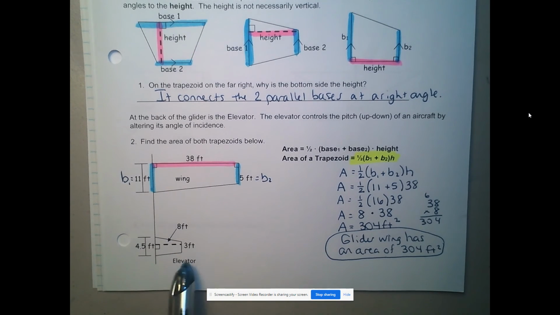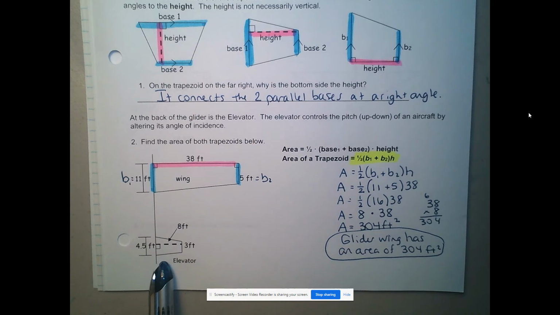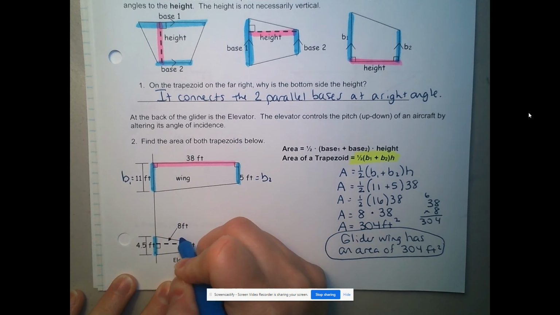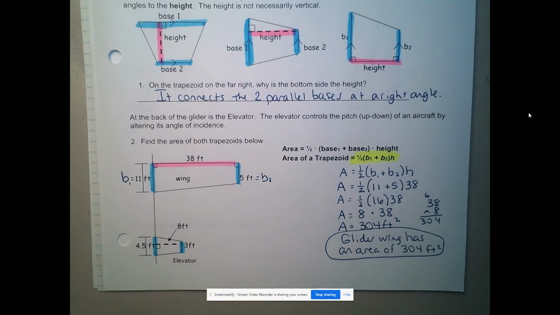Now, I also have down here at the bottom a little picture of the part that's called the elevator. This is the part of the glider that either tips it up or tips it down, so you can sort of control where the glider is going. This is also in the shape of a trapezoid. You'll notice that it still has the two parallel bases, left and right. And then you've got the height, which is no longer a side. It has that dashed segment up the middle that makes a right angle.